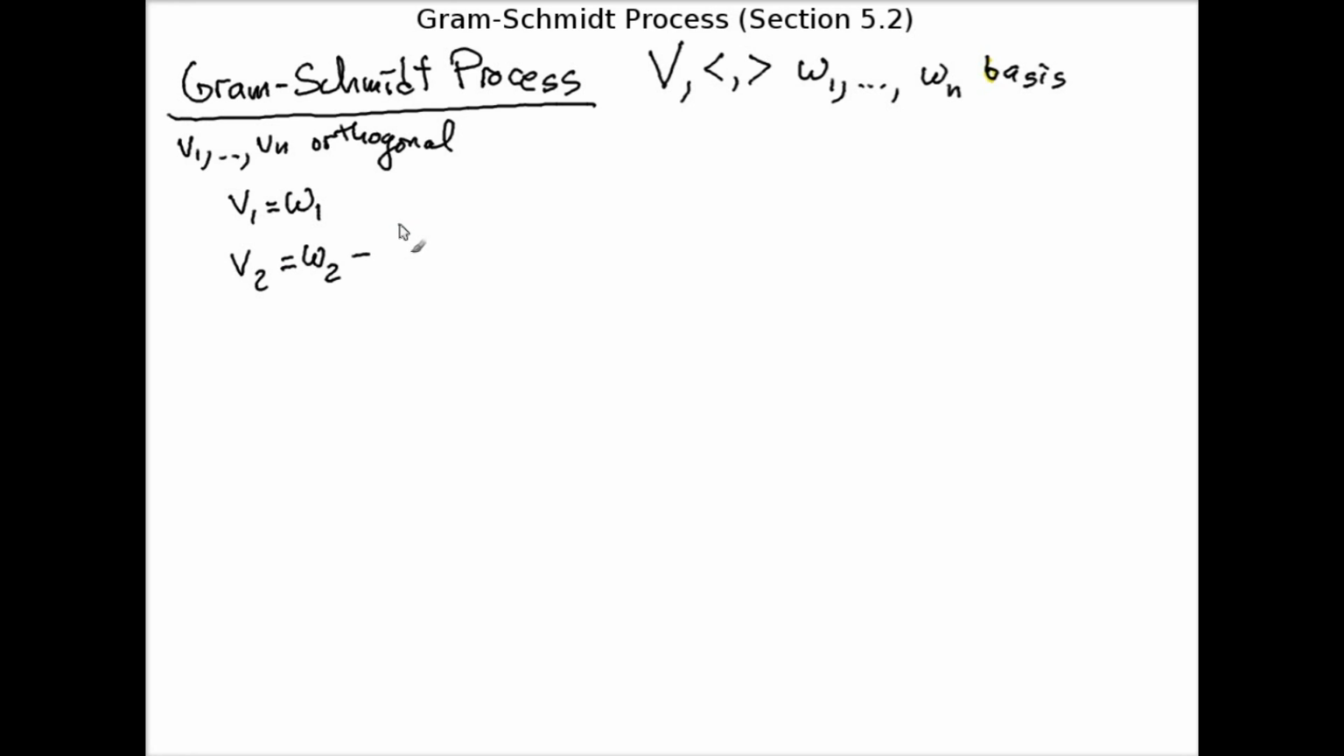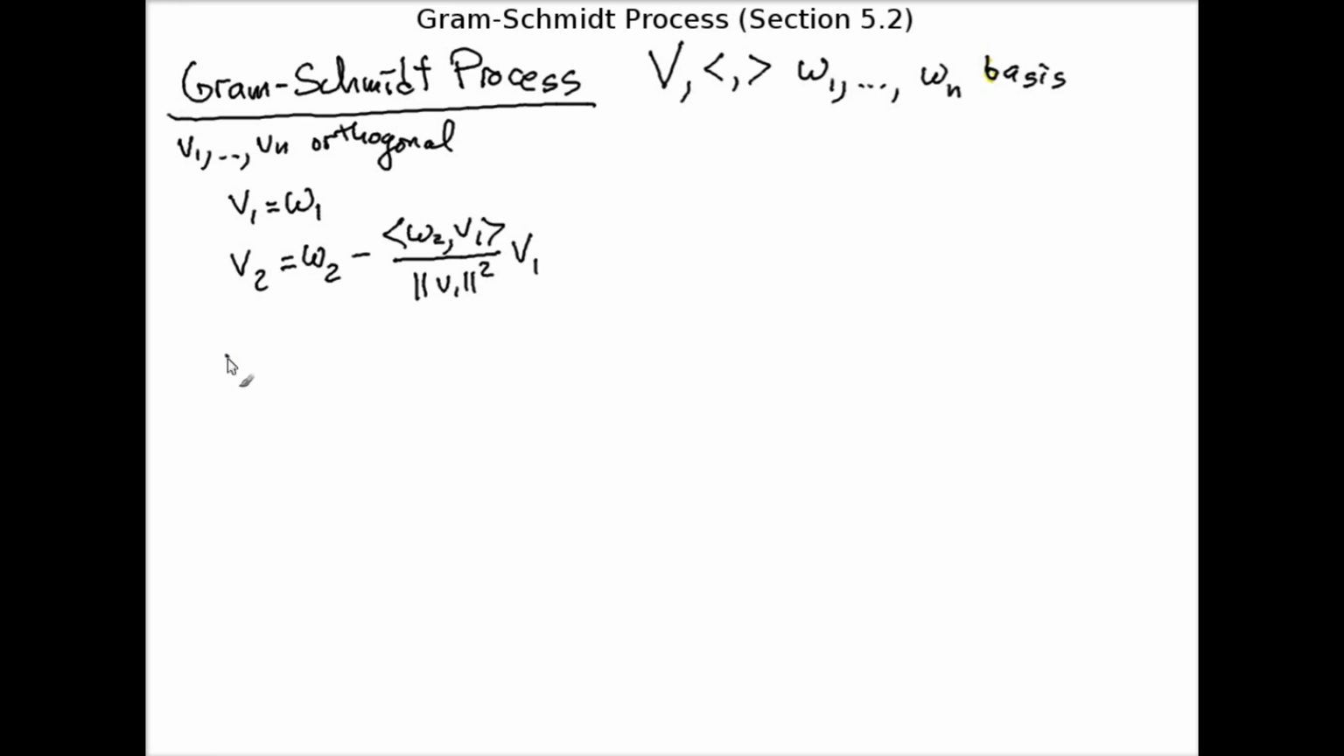V2 is W2 minus W2 V1 over the length of V1 squared times V1. I wrote the denominator in a slightly different form.